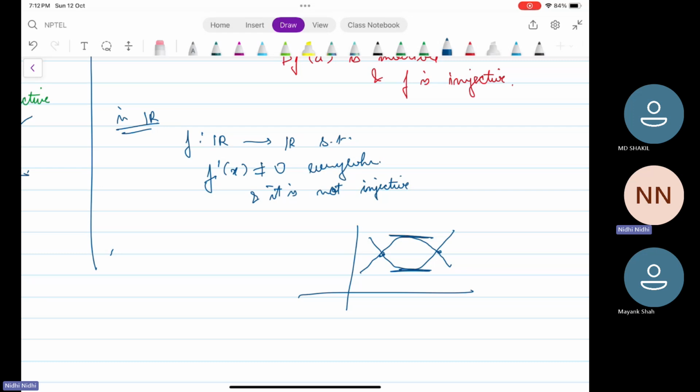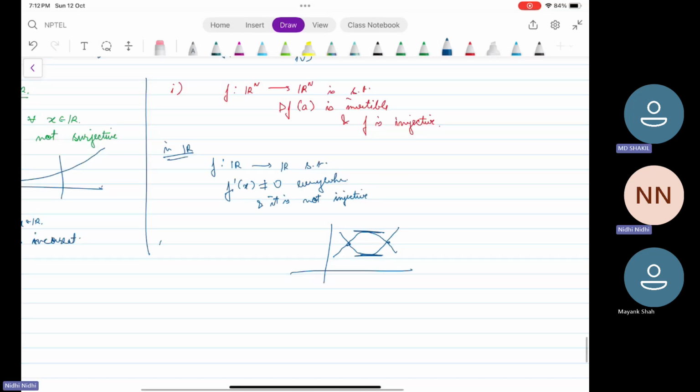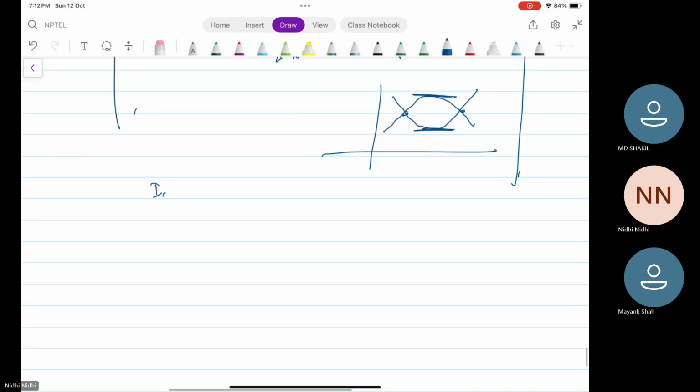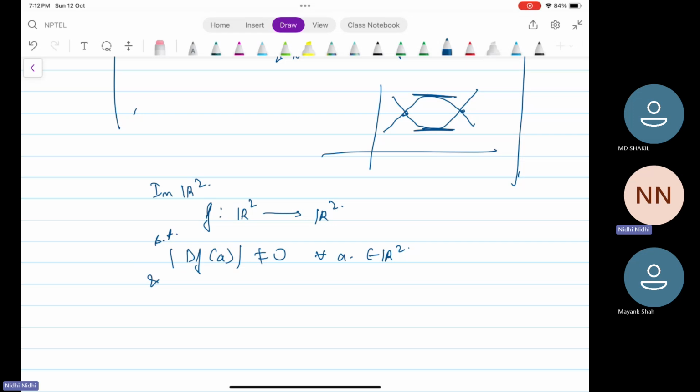Then we'll look for R2. In R2, we can find some example. Can you think of some example? F from R2 to R2 such that the determinant of the derivative of F at A is non-zero for every A in R2 and F is not injective.